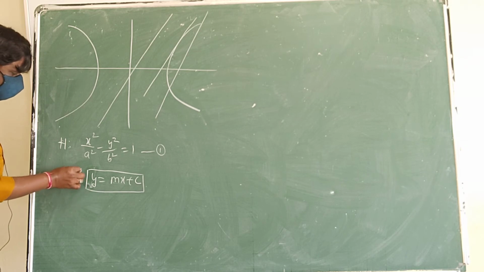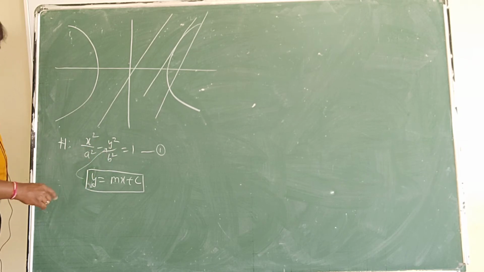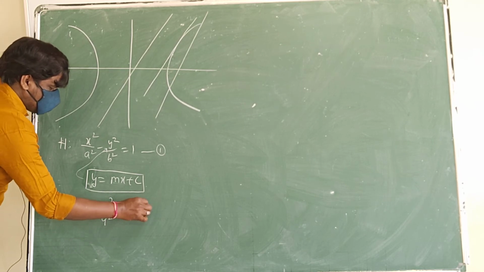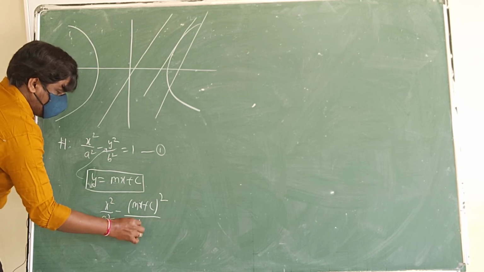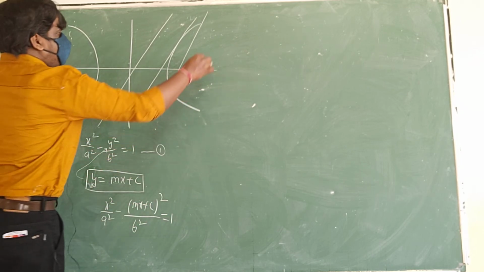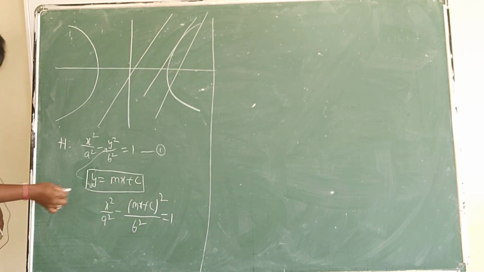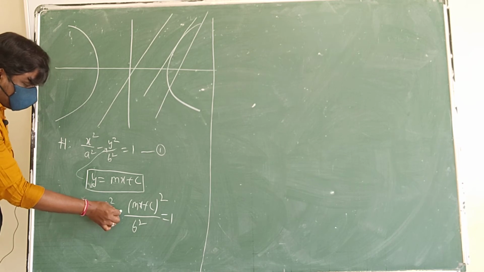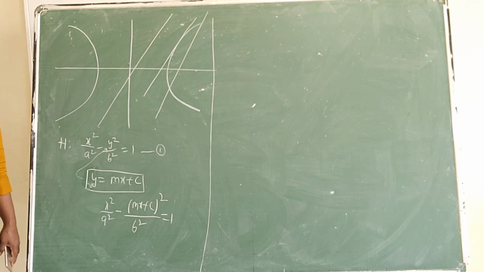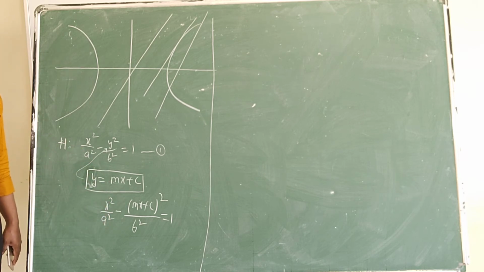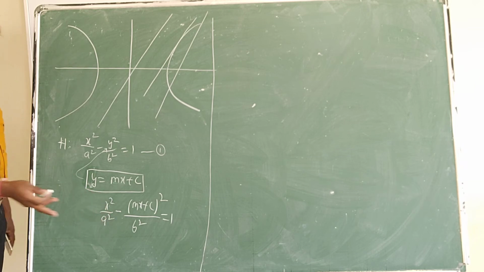If y is equal to mx plus c, I put it here. So x square by a square minus (mx plus c) whole square by b square is equal to 1. See, the proof I already discussed is exactly the same as in the ellipse. In the ellipse there is a plus symbol, here you have a minus symbol. So I already explained the proof in the ellipse. Now I will write the equation directly, because I already explained this in the ellipse and I don't want to waste time. Only the minus symbol and plus symbol change.